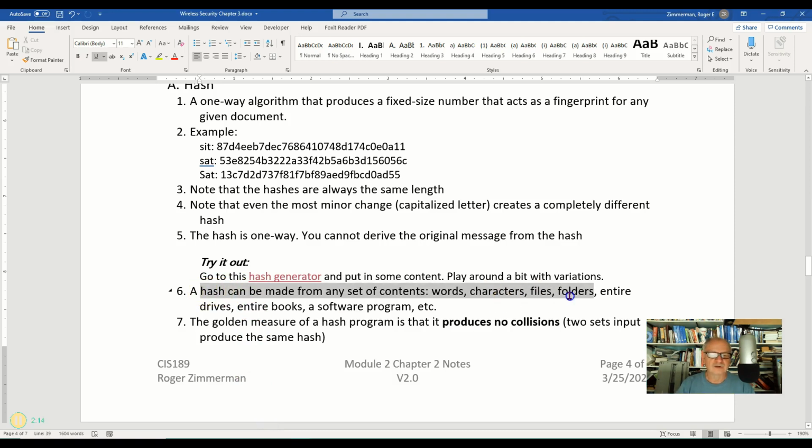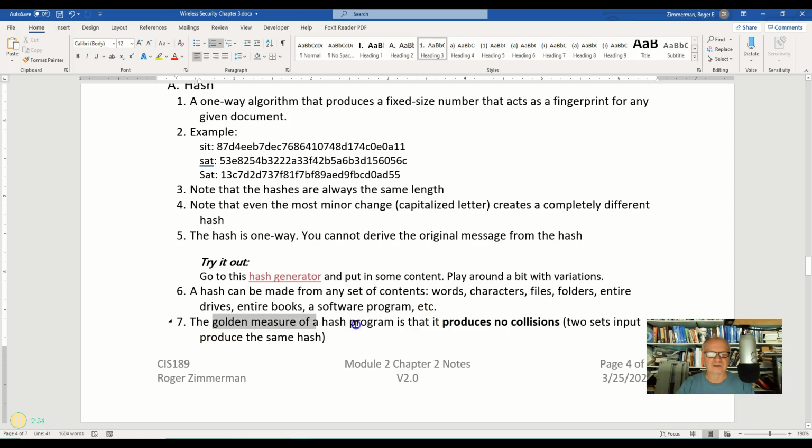A hash can be made from anything. I can make a hash from a word, a character, a file, a folder, an entire drive, an entire book, or even an executable software program. As long as I can represent whatever I want to hash in characters, I can make a hash of it.